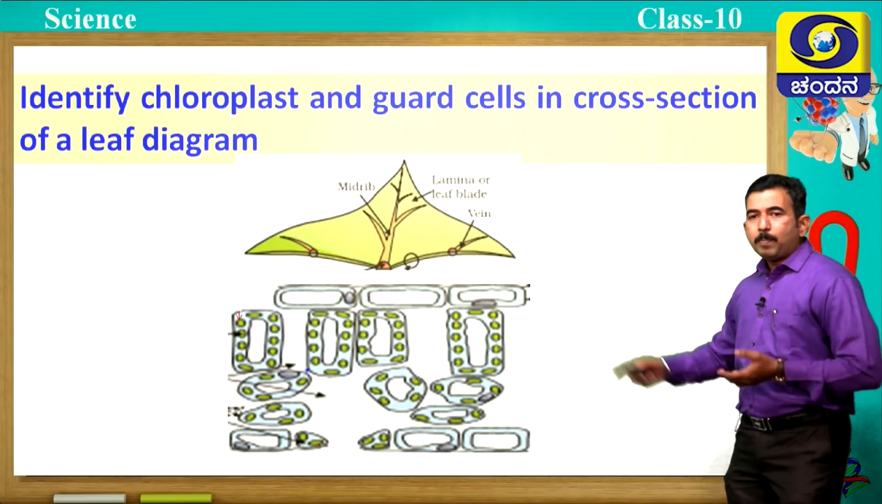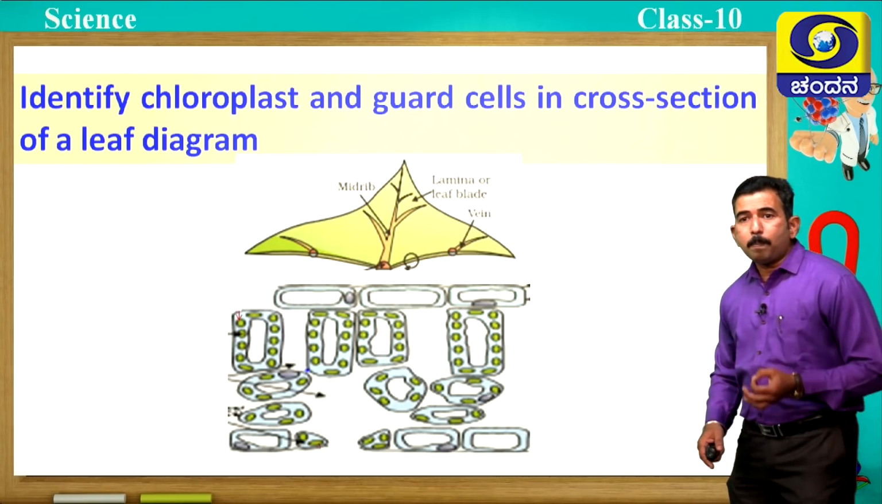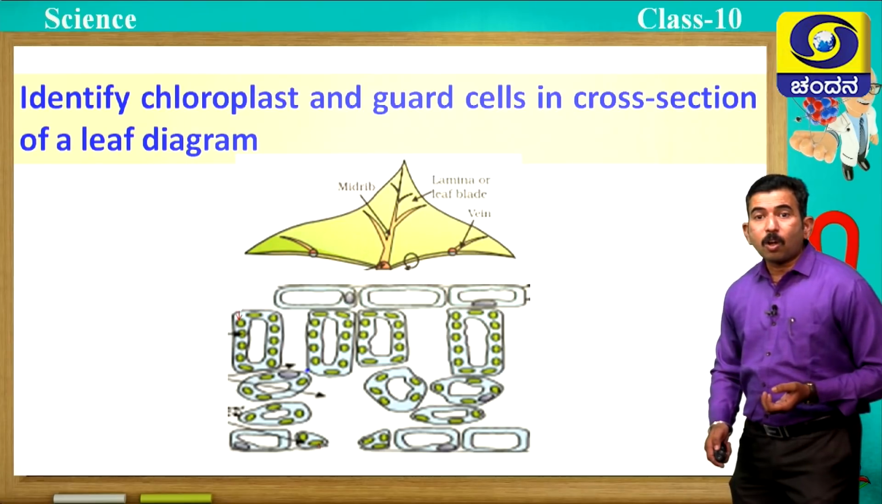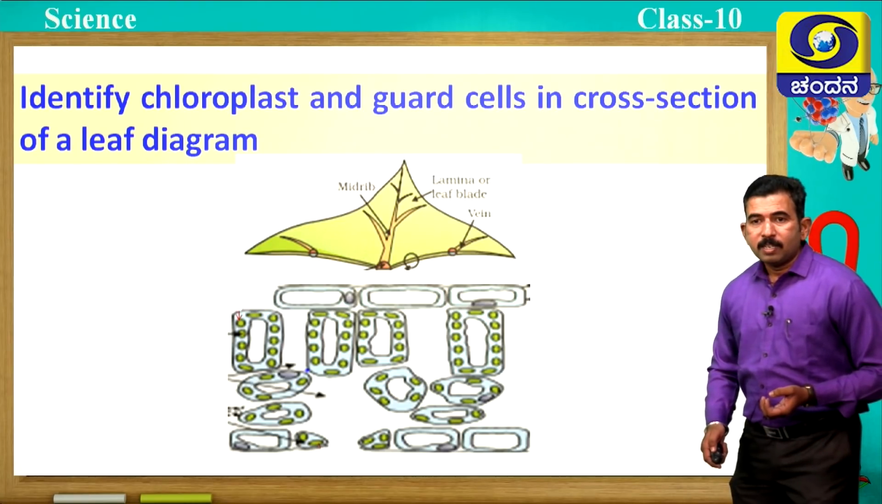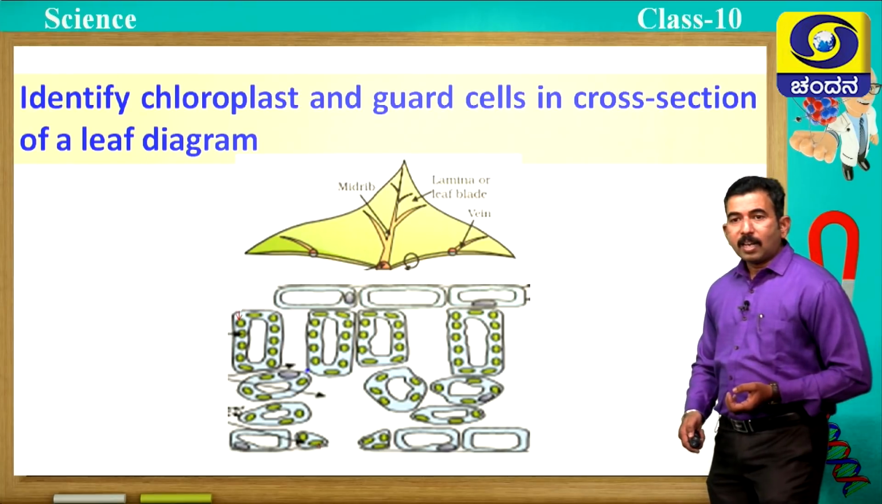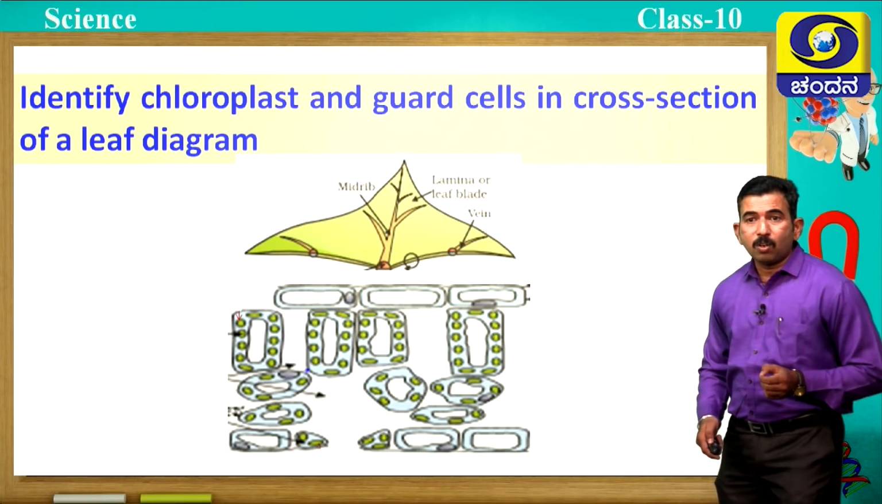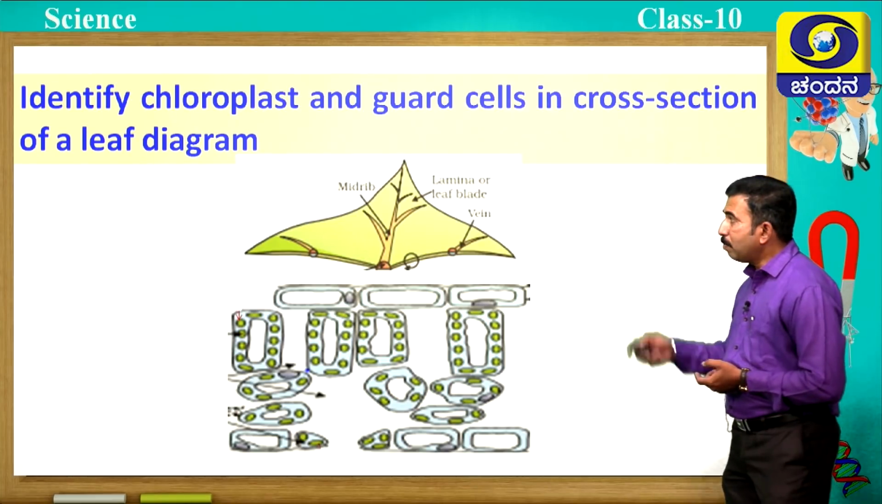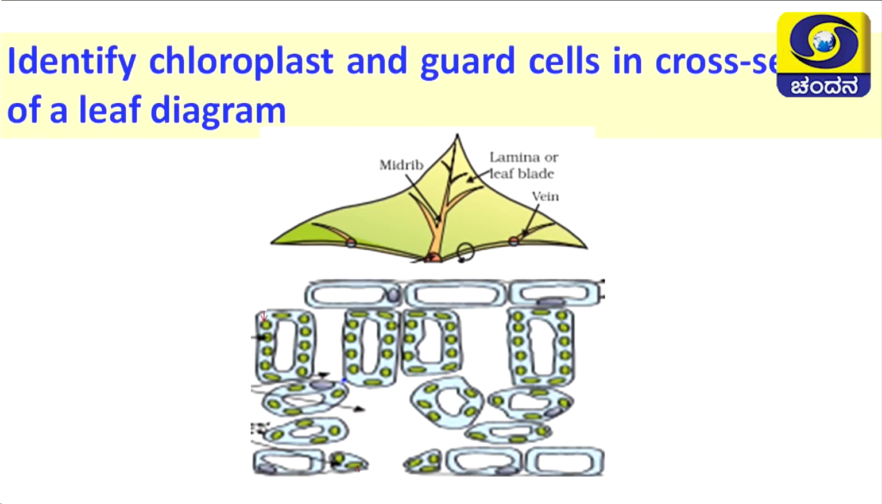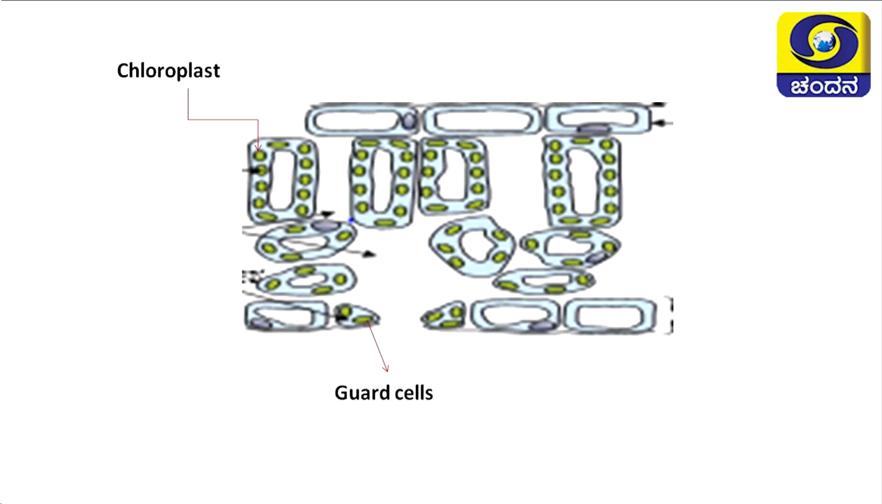Okay. Observe this picture. Identify the chloroplast and guard cells in the cross section of the leaf diagram. Can you identify the guard cells and chloroplast in the cross section of this leaf diagram, students? Yes, very good. Your guess is correct. Chloroplasts are present in the mesophyll cells. They are the green dot-like structures, and you can also see the guard cells in the lower epidermis.